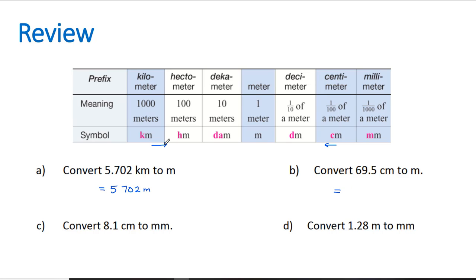For B, we're going from centimeters to meters, so this time we're going to the left 2 decimal places, so this will equal 0.695 meters. For C, we're going from centimeters to millimeters, we're going to the right 1 decimal place, so this will equal 81 millimeters. And for D, we're going from meters to millimeters, so we're going to the right 3 decimal places. So this requires us to add a 0. So 1, 2, 3. So it's 1,280 millimeters.